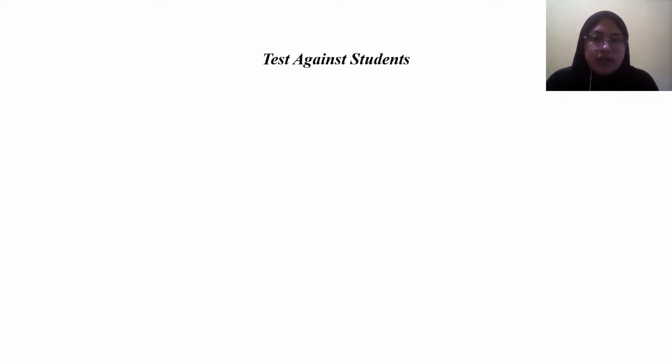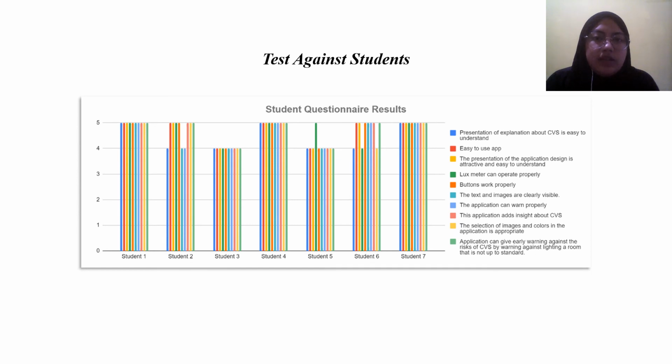This test is done with general users through questionnaires. The result of the questionnaires obtained was that 71.4% of female students strongly agree that this Like Eye application can give early warning against the risk of CVS by warning against lighting of a room that is not up to standard, as shown in the figure below.